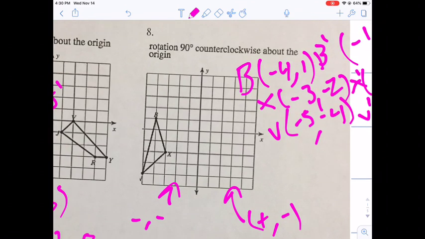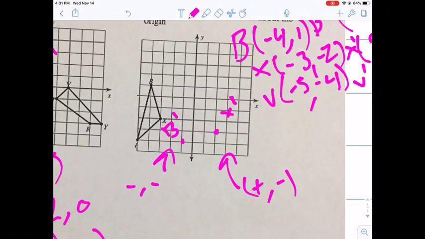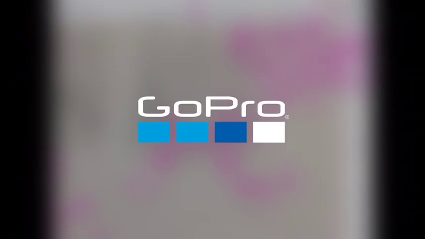So that's going to be point B prime at (-1, -4). Point X prime is at (2, -3). And finally, V prime is at (4, -3). So we get, sorry, I made a mistake there. Point V prime is at (4, -3). And you get this shape here.